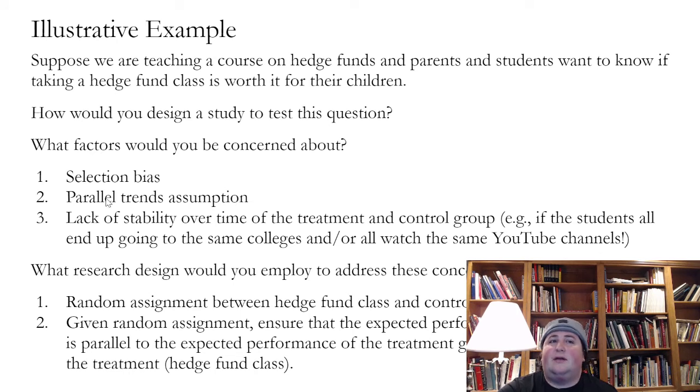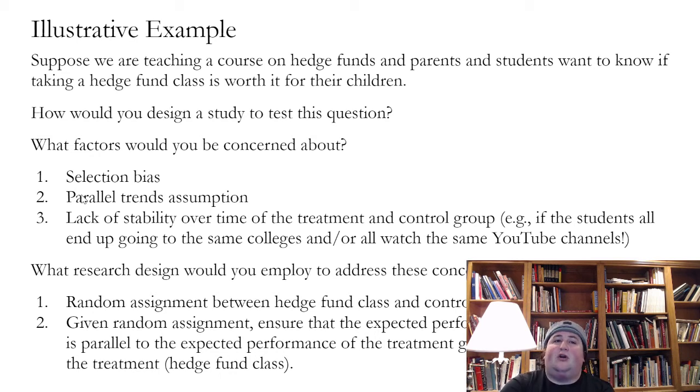Two, the parallel trends assumption. You need to know that the students who select into the treatment group, that is the class, are going to be the same type of students and come from similar circumstances as the kids who don't take the class. And that again is difficult because it's not randomly assigned. People are choosing to take these classes, and it's a very specific type of person who would pay to take a hedge fund class.